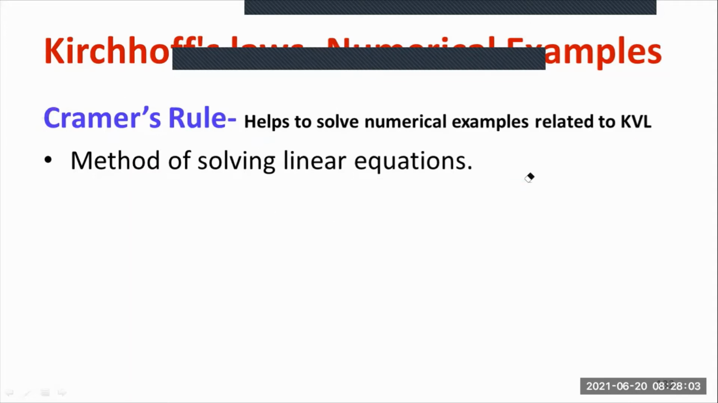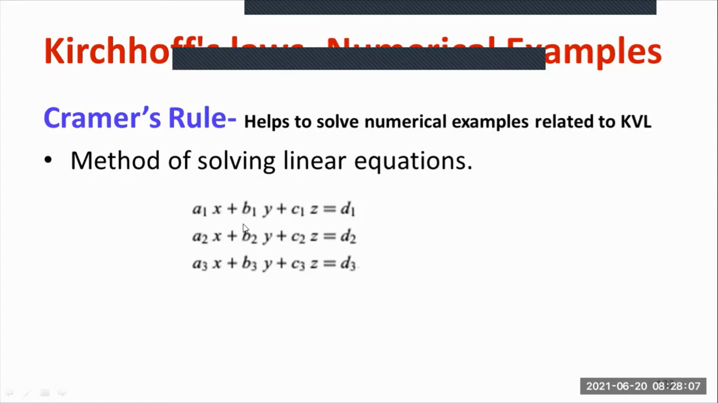So let us see how to make this out. We have three equations and three variables: equation 1, equation 2, equation 3. x, y, and z are the three variables. Here a1, b1, c1, a2, b2, c2, a3, b3, c3 are all constants. Here also d1, d2, d3 are constants.